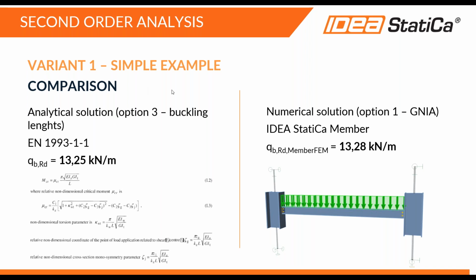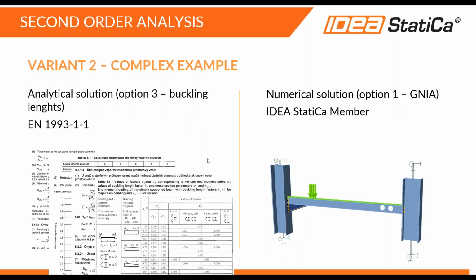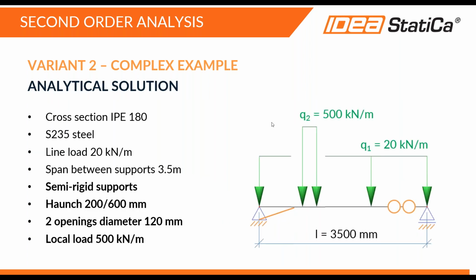So that was a comparison of a simple example, right? And now let's move on to a second one, a slightly more complex example. We would have a very similar beam, very similar conditions, but there'll be a few differences. And again, we'll be comparing these hand calcs and IDEA StatiCa Member. So what is the input now?